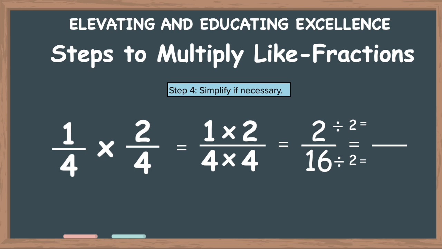So let's divide. 2 divided by 2 gives you 1. 16 divided by 2 equals 8. And if you didn't understand that part, don't worry, there will be another video that will slow it down even further. So the answer officially is 1/8.